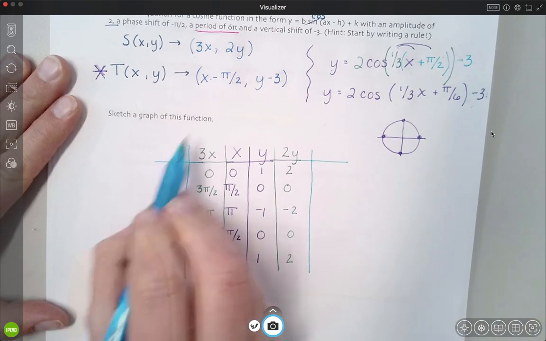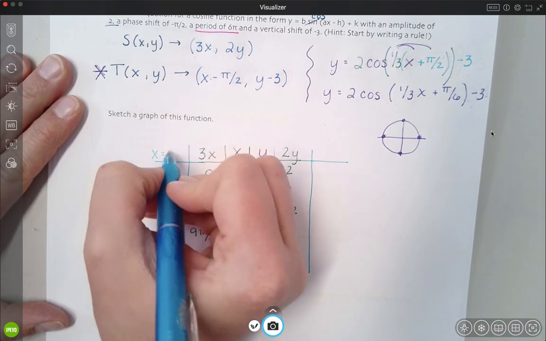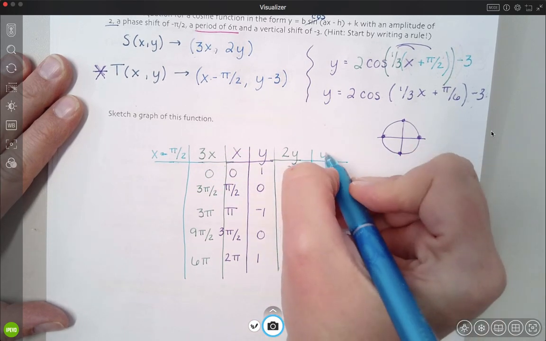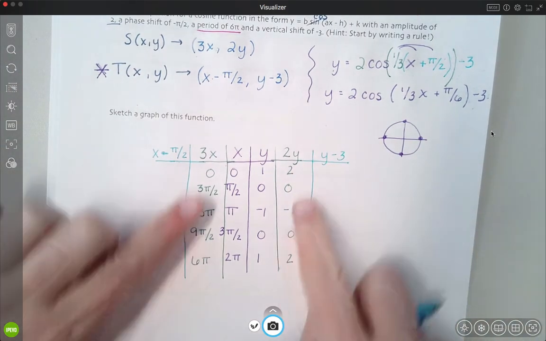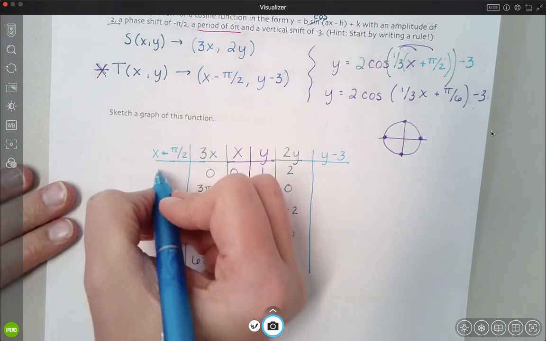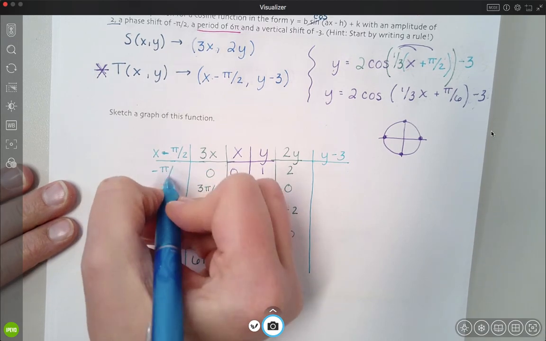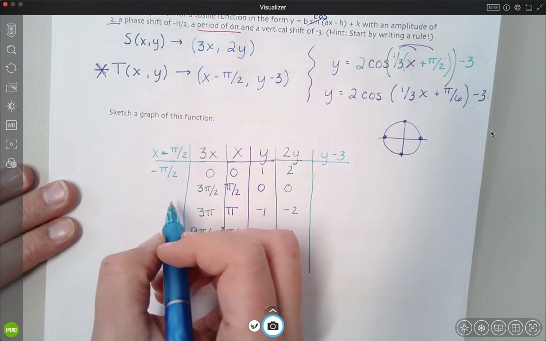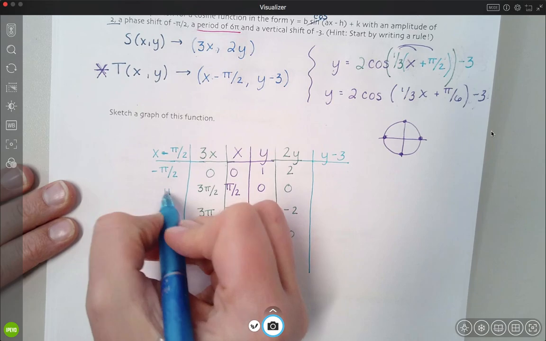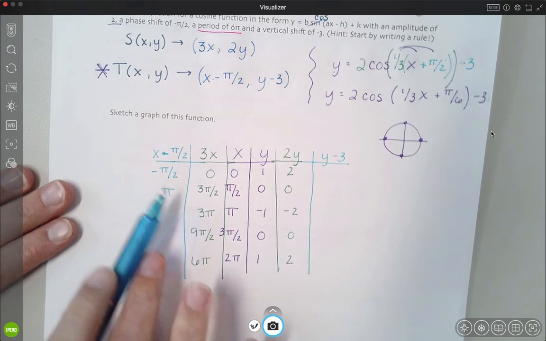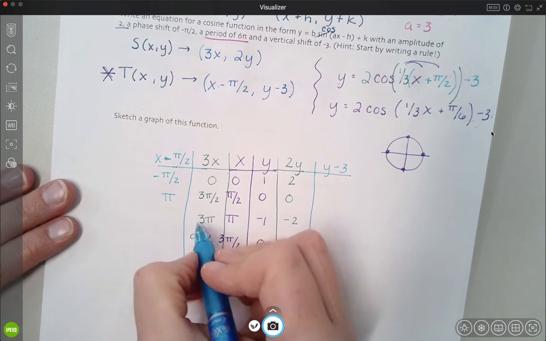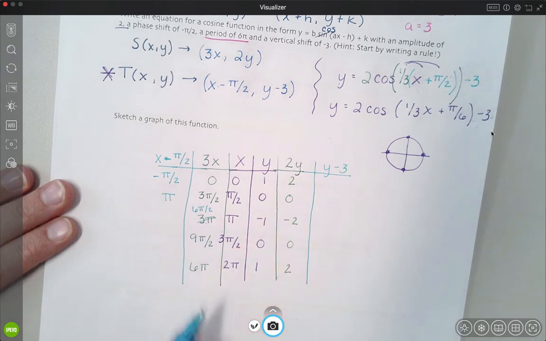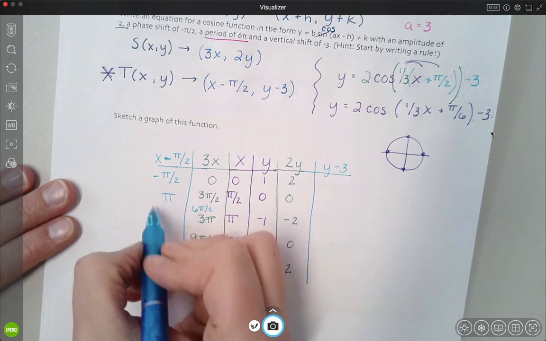So over here with the x, I'm going to subtract pi over 2. Over here with the y, I'm going to subtract 3. And I'm applying those to these values. So 0 minus pi over 2 would take me to negative pi over 2. 3 pi over 2 minus pi over 2 would really take me to 2 pi over 2, which is equivalent to just pi. 3 pi minus pi over 2, so it may be easier for you to think of this 3 pi as 6 pi over 2, because 6 over 2 makes 3. 6 pi over 2 minus pi over 2 is 5 pi over 2.